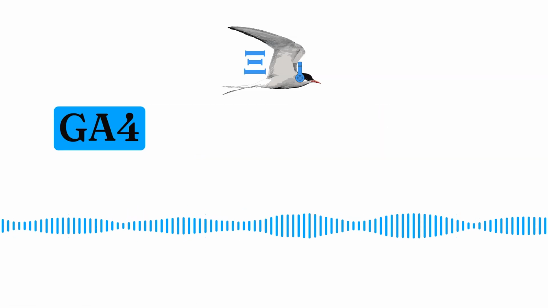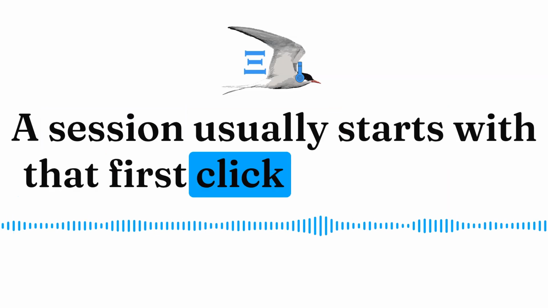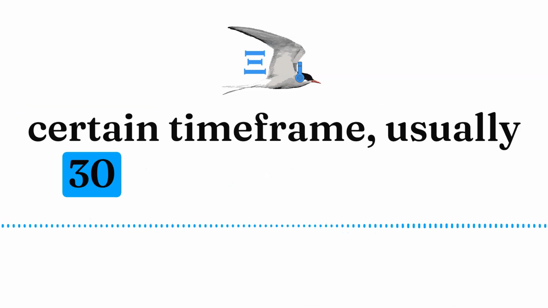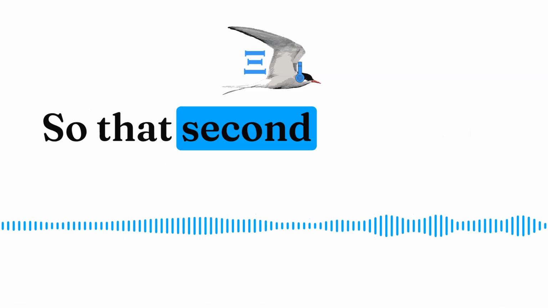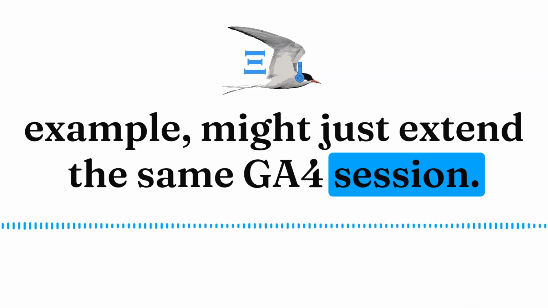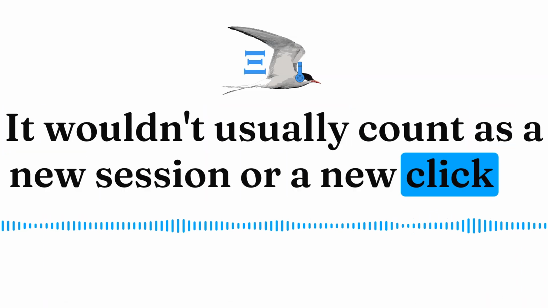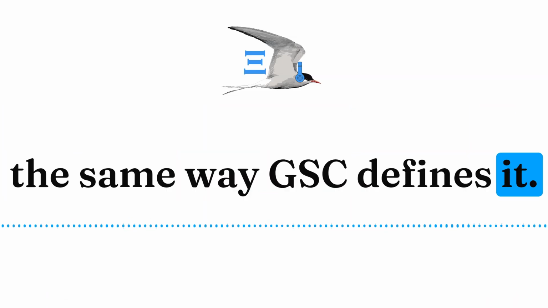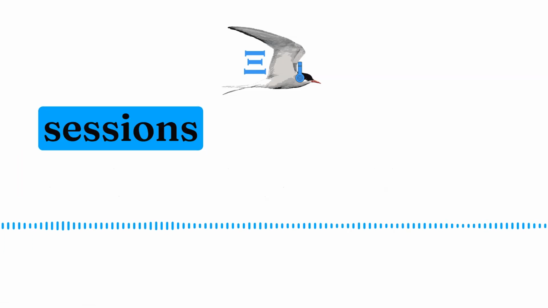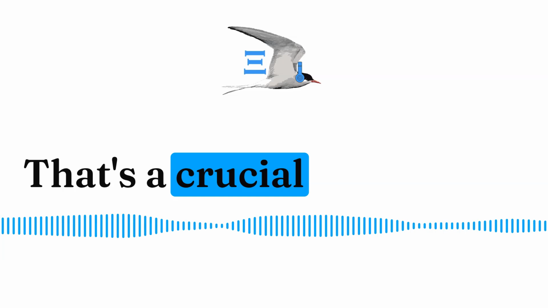Exactly. GA4, on the other hand, typically counts sessions. A session usually starts with that first click from Google and includes everything the user does within a certain time frame, usually 30 minutes of activity. So that second click back from Google in your example might just extend the same GA4 session. Often, yes. It wouldn't usually count as a new session or a new click in the same way GSC defines it. So GSC clicks will almost always be higher than GA4 sessions or users coming from organic search. They measure different things. That's a crucial distinction.